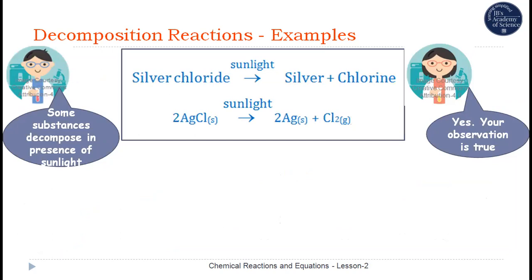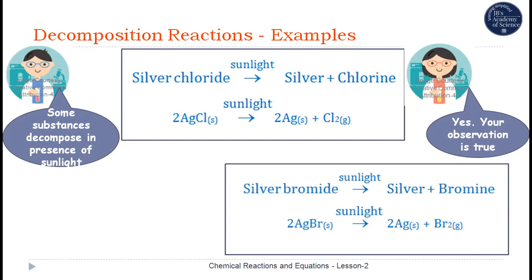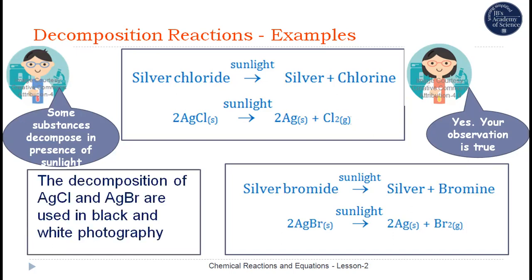One more example, silver chloride in presence of sunlight, it decomposes into silver and chlorine. Same way, silver bromide in presence of sunlight decomposes to silver and bromine. Now, this decomposition reaction of silver chloride and silver bromide are used in black and white photography. They are used to make photographic films.